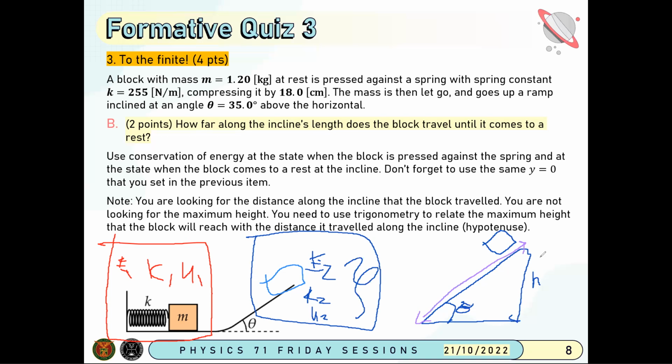Okay. So ano ngayon? This distance, L. Sabihin natin L yan. Okay. So you need to use trig relations to relate the maximum height, itong maximum height na maaabot that the block will reach, with the distance as it travels along the incline, or the hypotenuse L. Okay. Kaya given yung theta.